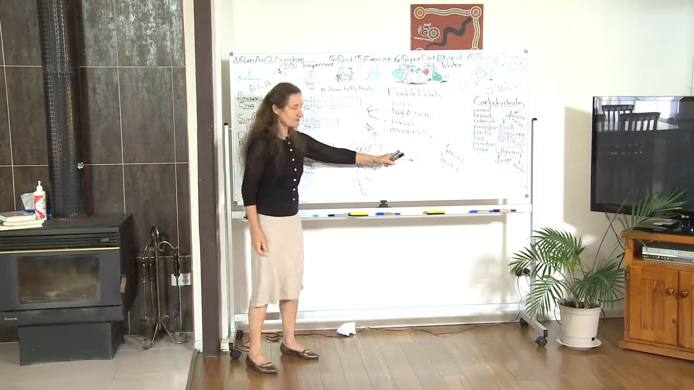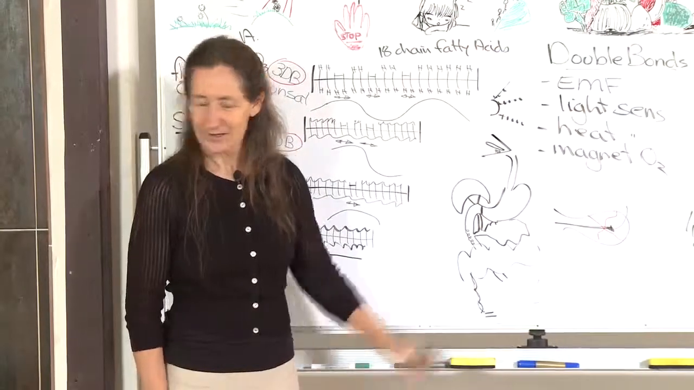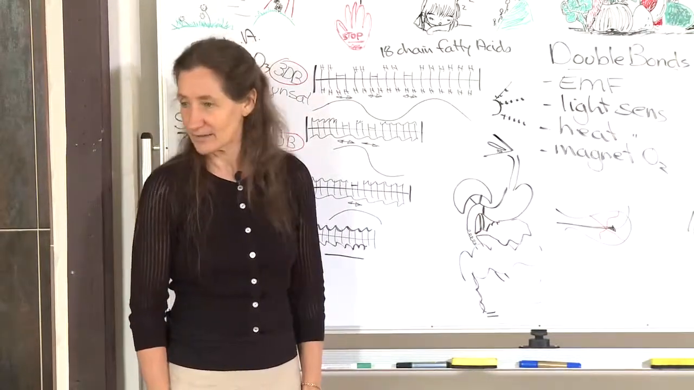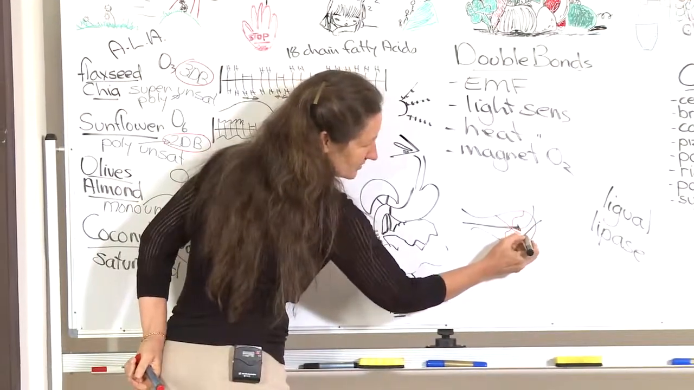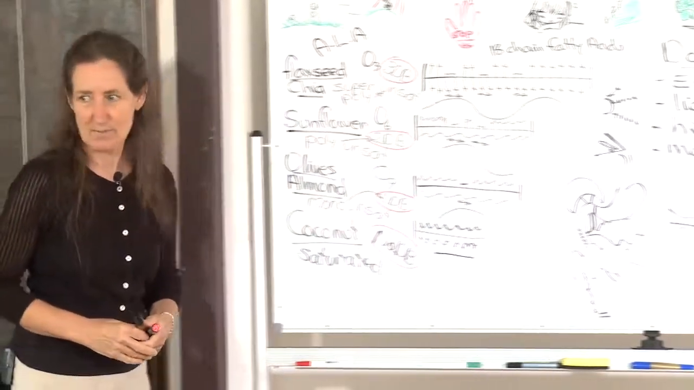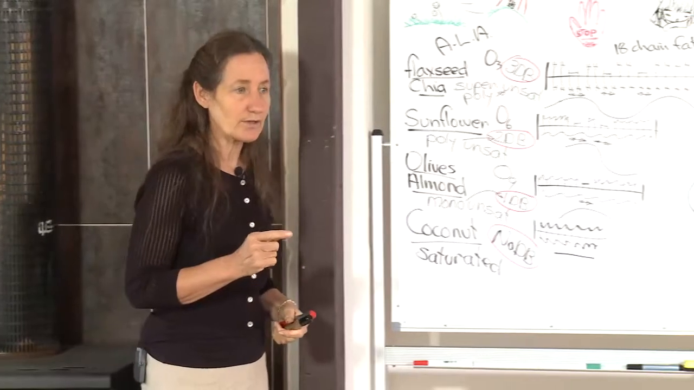As a result, coconut does not need bile. Coconut oil does not need pancreatic lipase. Coconut oil is absorbed straight into the bloodstream, taken to the liver and burnt as fuel. It's an amazing oil.